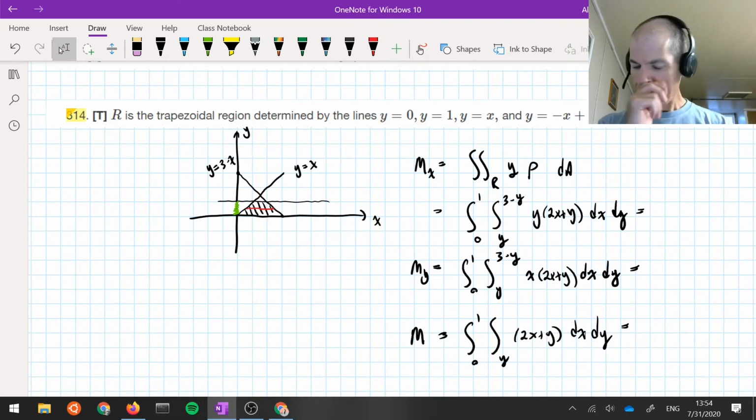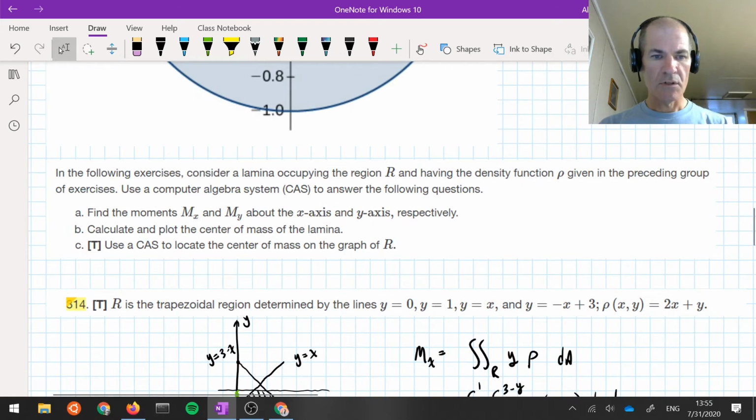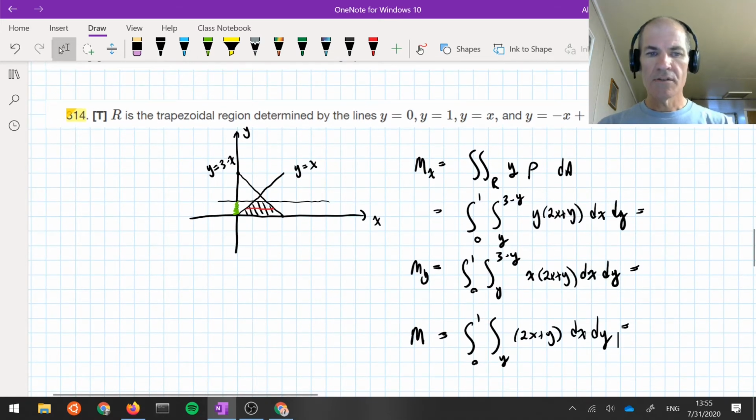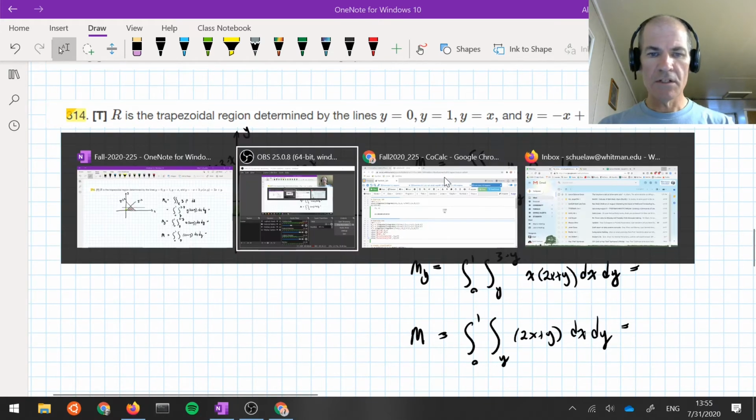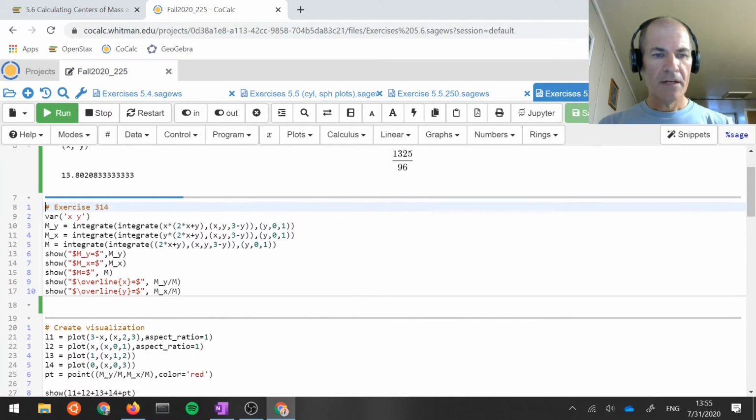So as before I hit pause, we were going to compute each of these quantities in a Sage worksheet, and then we'll do the visualization as is requested here in part C. So first let's do each of these integrals. Here is exercise 314, and here's me computing the moment about the y-axis.